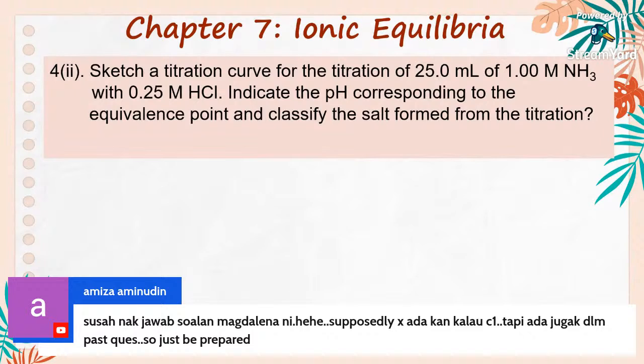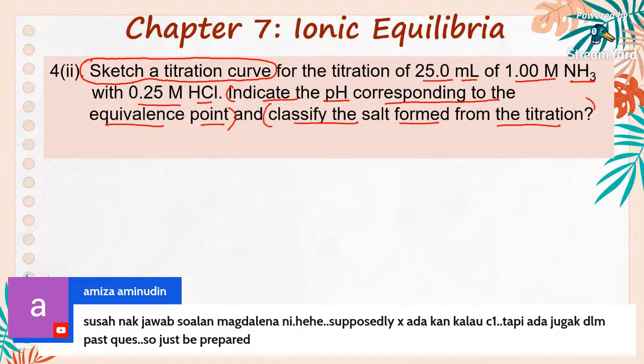All right, and then let's have a look at this question. This is where the part on sketching a titration curve comes in. Sketch a titration curve. This is a titration between 25 ml of 1 molar ammonia with 0.25 molar HCl. Looking at the question, you have to indicate the pH corresponding to the equivalence point, and you have to classify the salt formed from the titration.